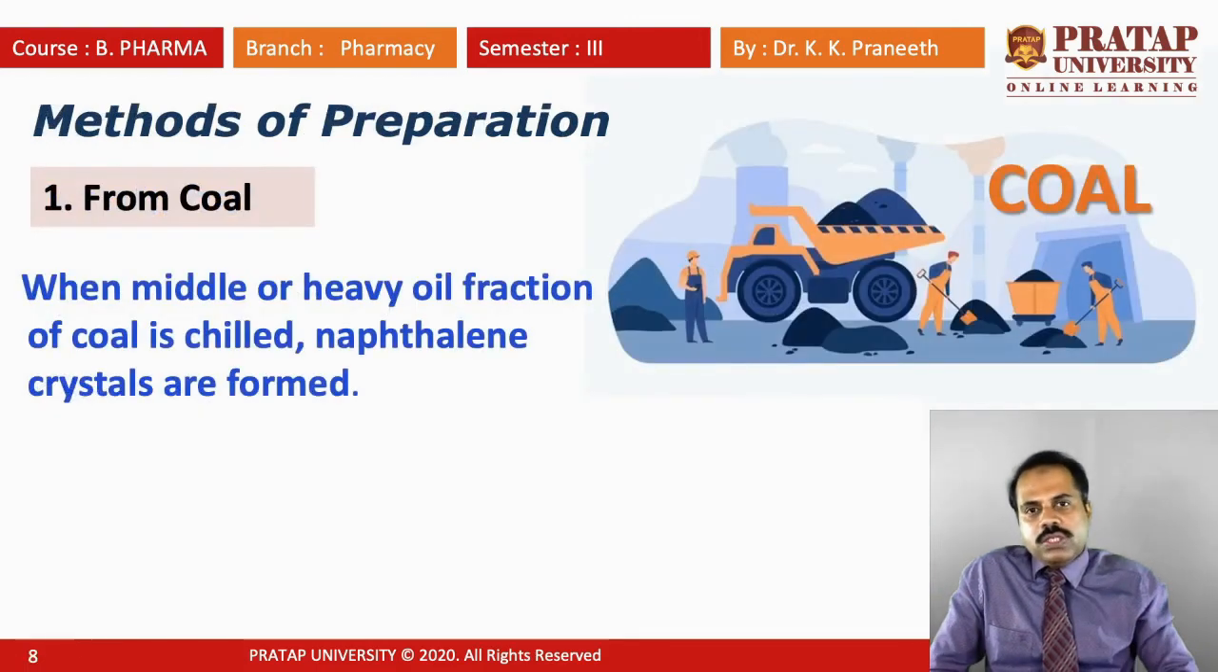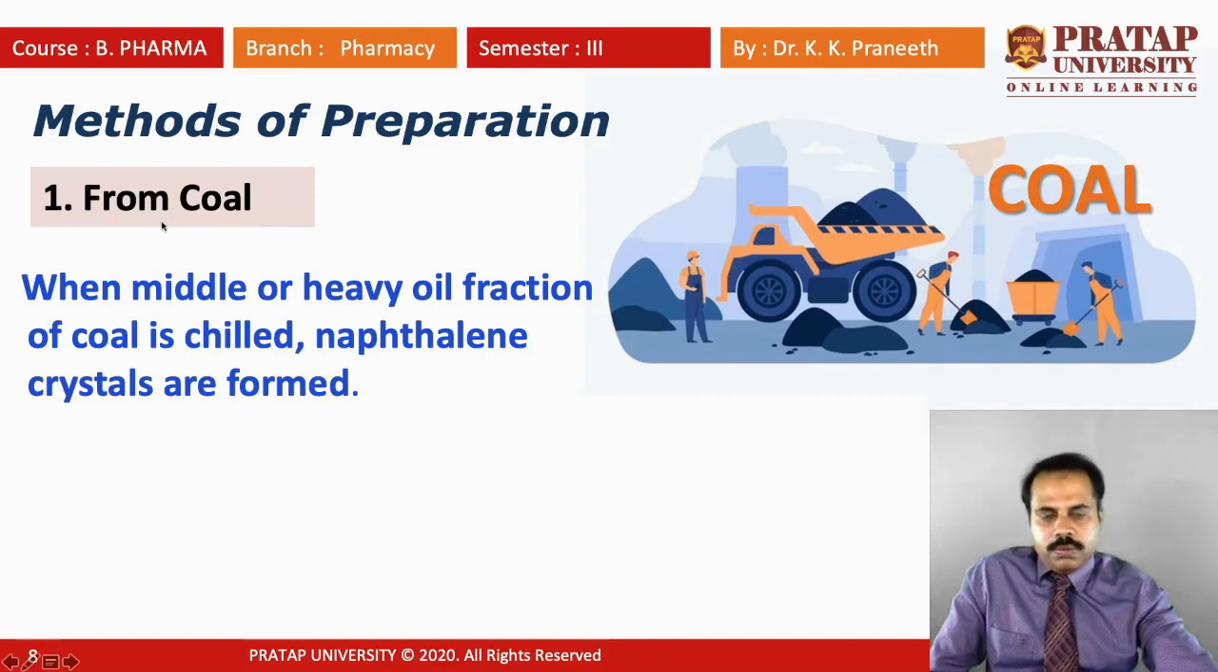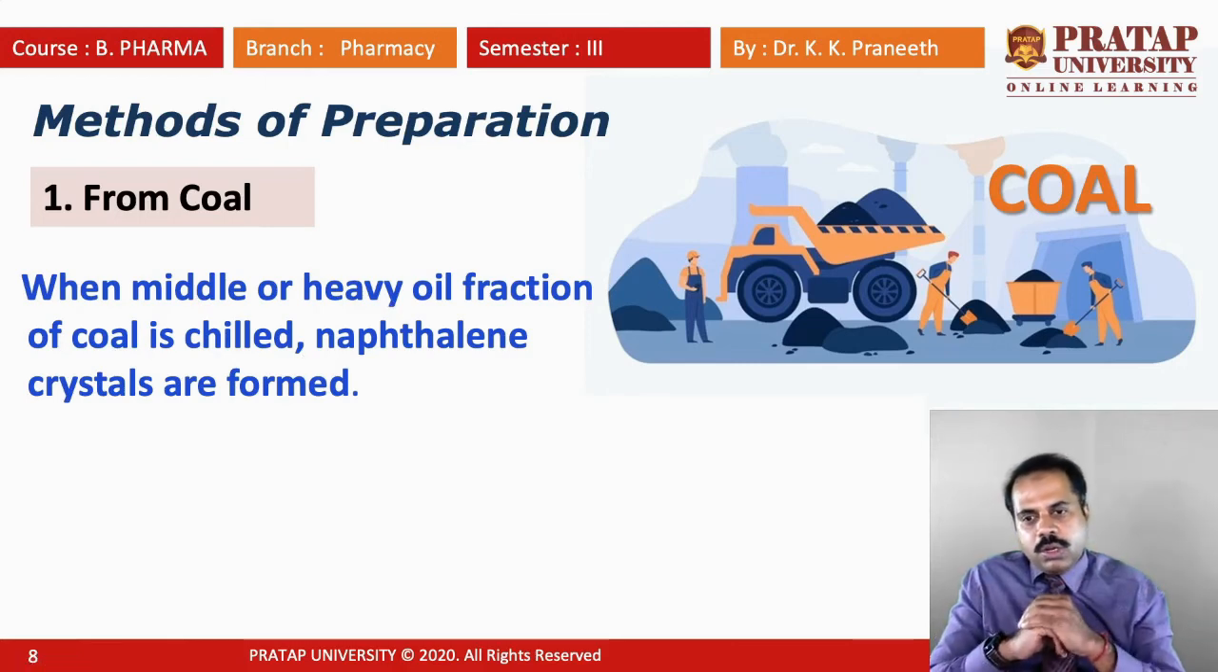So now let's move on to see how naphthalene is prepared. Naphthalene can be obtained from coal. In India, for example, we are getting 80% of the electricity from coal, right? Burning of coal. Coal is a natural form, so we can obtain naphthalene from coal also. When the middle or heavy oil fraction of the coal is chilled, so if you cool the middle portion of this coal, naphthalene can crystallize. We can obtain naphthalene.